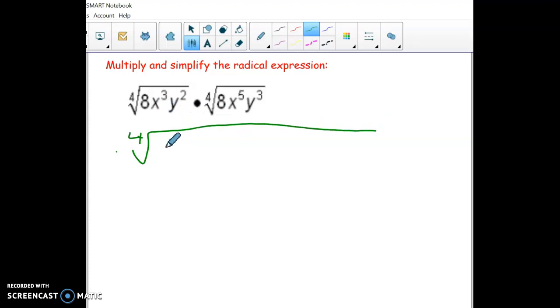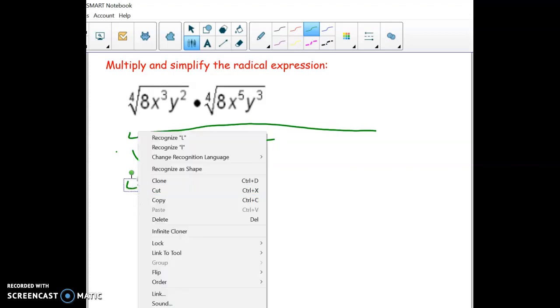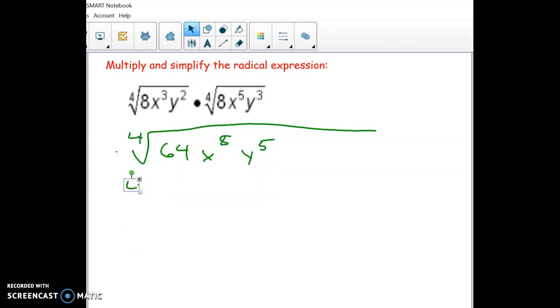Okay, and 8 times 8 is 64. And then x cubed and x to the 5th, I'm going to add them to get x to the 8th. y squared times y cubed is y to the 5th. Okay, now I want to break them apart into perfect and non-perfect. I also would like my device to work here. I apologize greatly. This is a mess of a video. I can write with my mouse, but it's not pretty.